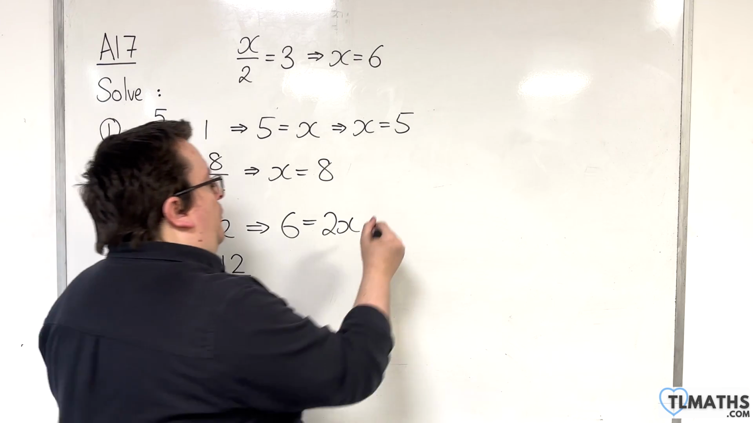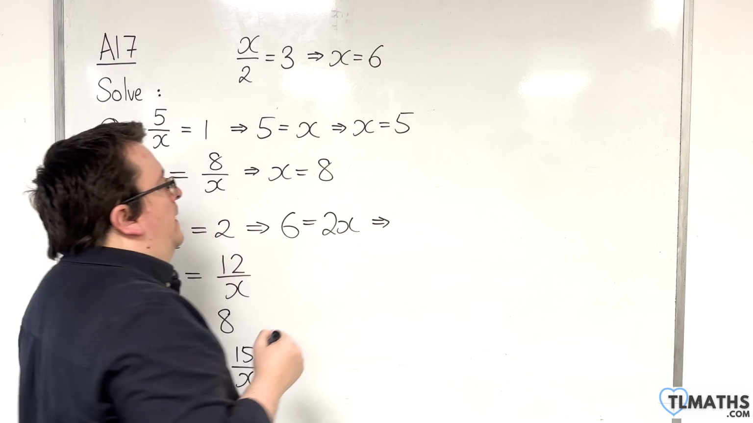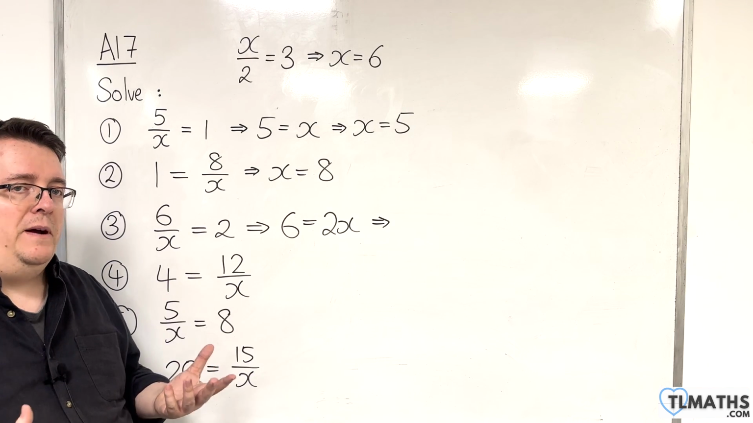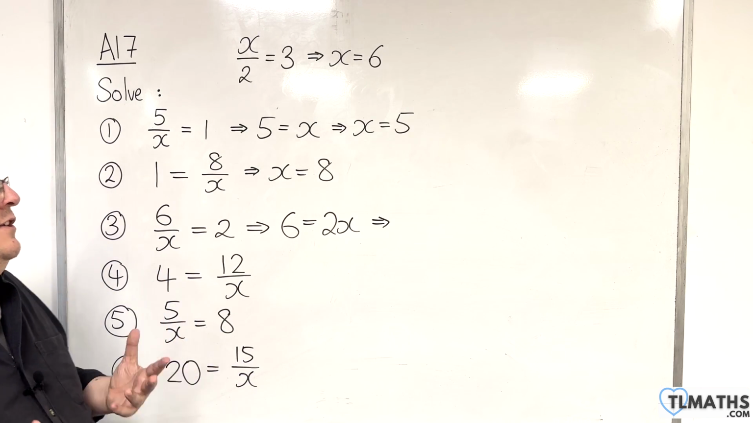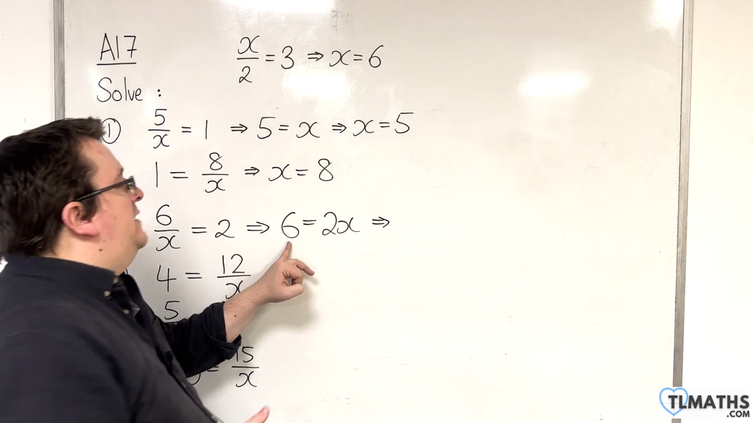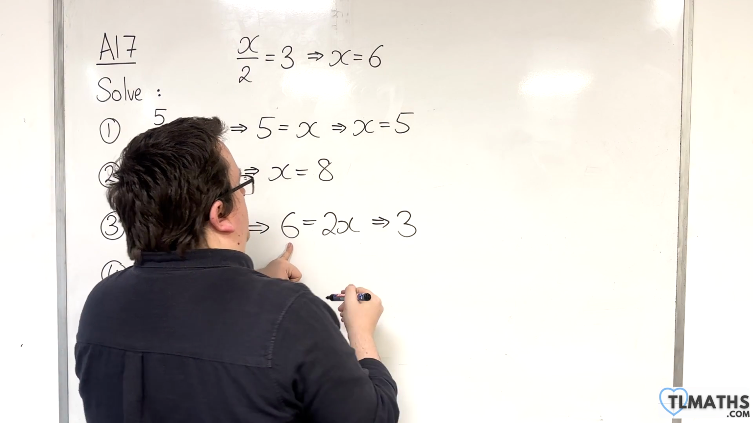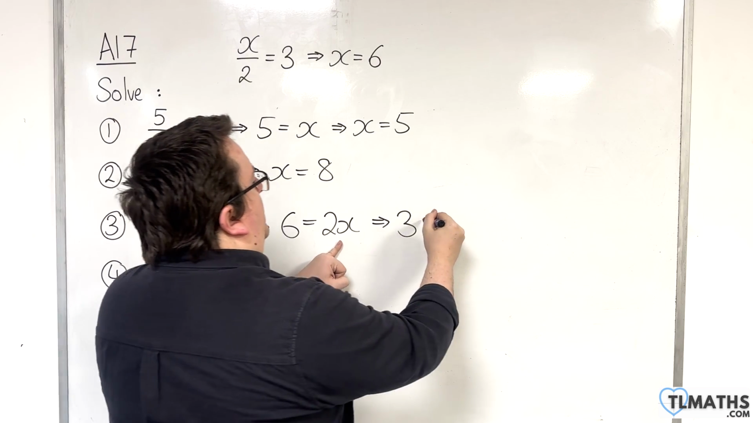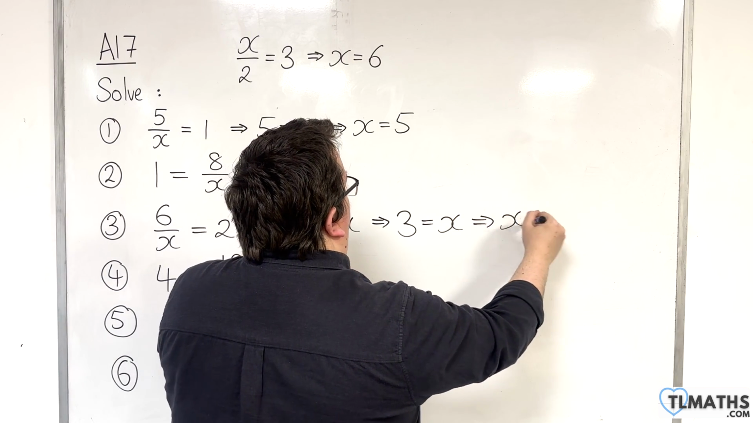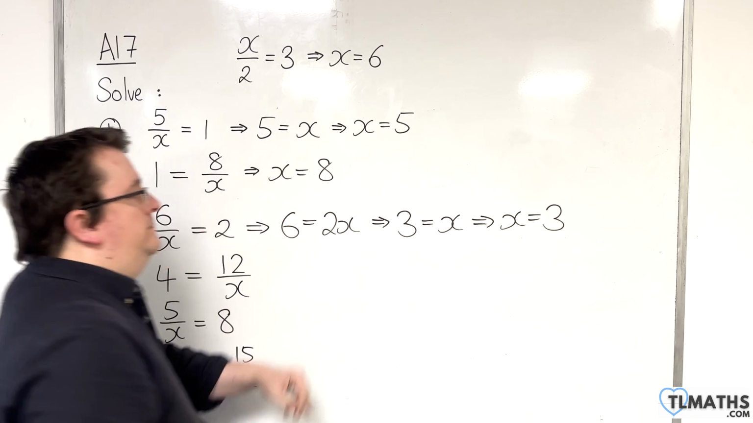Now we're going to have to do one more step now, okay? So because we've got 2 times x, we haven't got x by itself. So I'm going to need to divide both sides now by 2. So 6 divided by 2 is 3. 2x divided by 2 is just, of course, x. And so then you can write that as x equals 3.